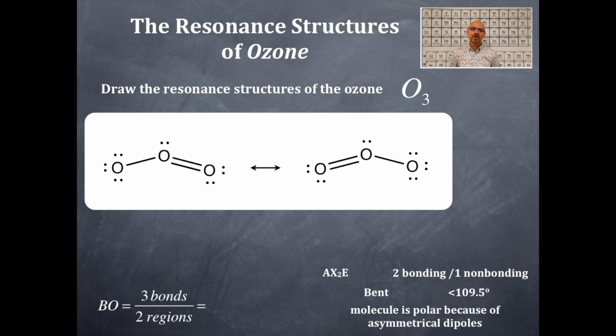Okay, let's get the bond order of this. There are 3 bonds and 2 regions, so that's a bond order of 3 halves. That lets you know that each of the bonds between the central oxygen and an outside oxygen is like a bond and a half. That means there are no double bonds and no single bonds. Bond order, baby.